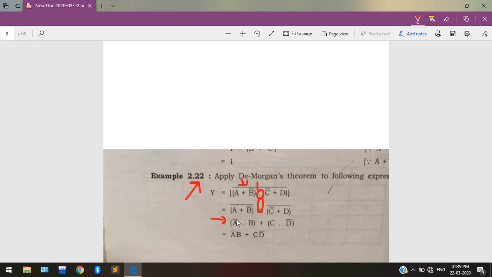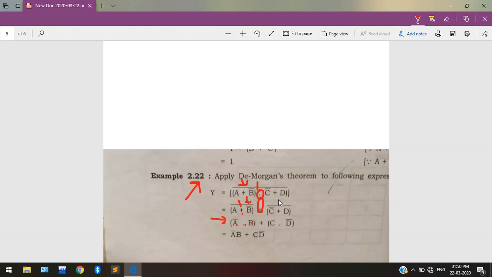Here you see the first one is A bar dot B double bar. Here for A plus B bar, we cut the line and change the sign. So A bar dot, and here there will be B double bar. B double bar is known as B. So we simply write A bar dot B here.